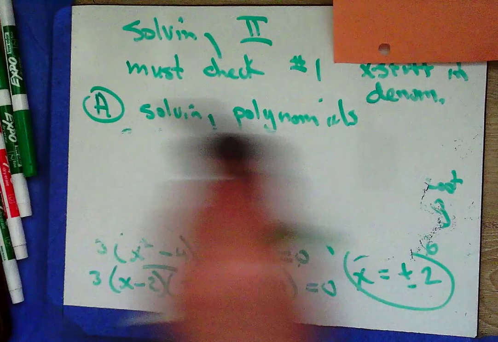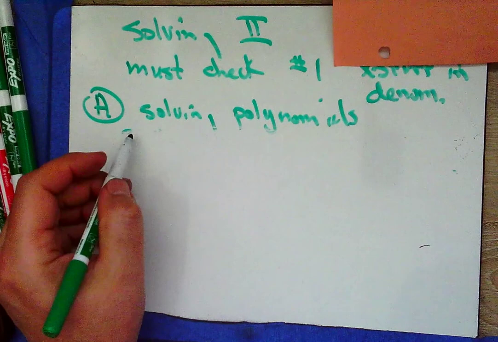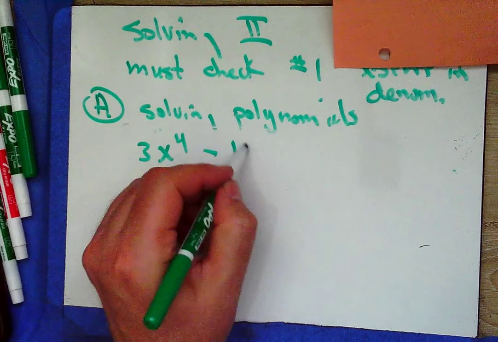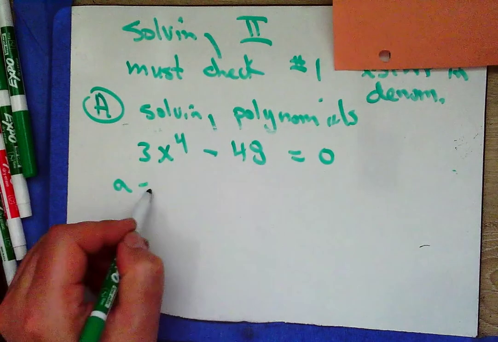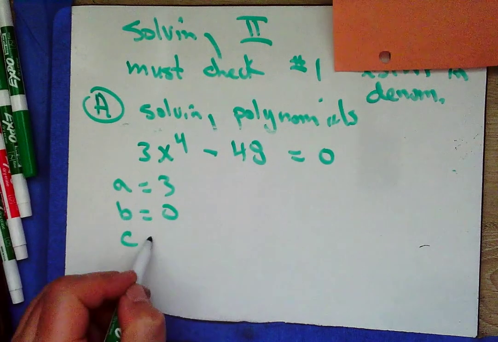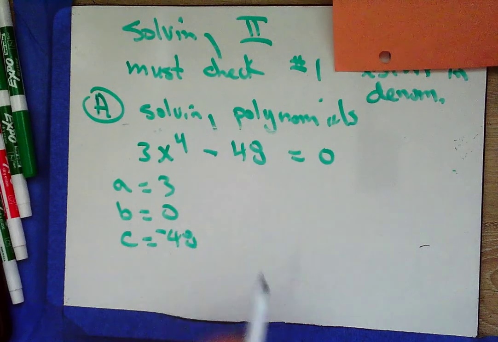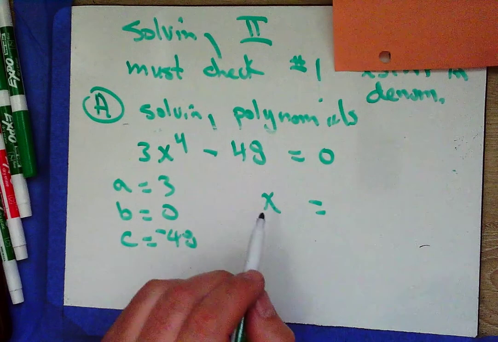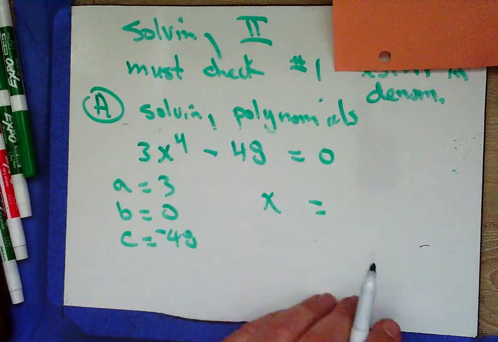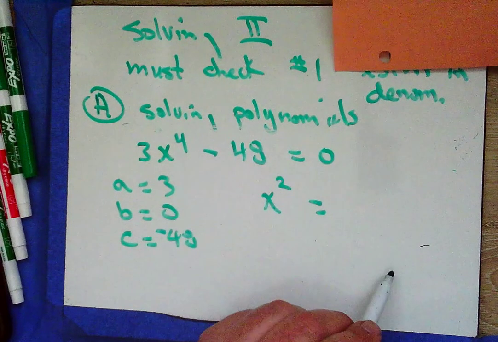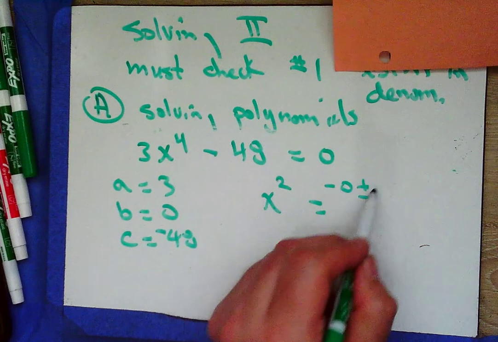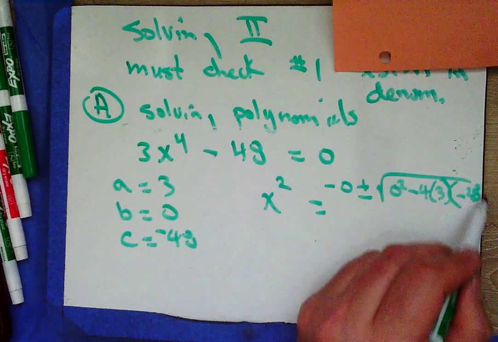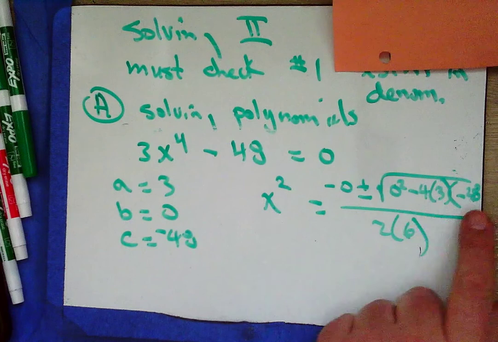Either one, perfectly fine. I mean, I guess you could even do quadratic formula, 3x to the fourth minus 48 equals 0. Our a equals 3, our b equals 0, our c equals negative 48. And remember how the quadratic formula looks like x equals negative b? Well, here it's not x equals negative b. It's x squared equals negative b plus or minus square root of b squared minus 4ac all over 2a. Yeah, ew.